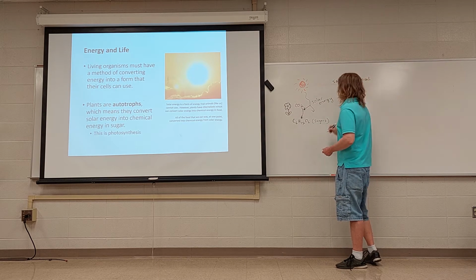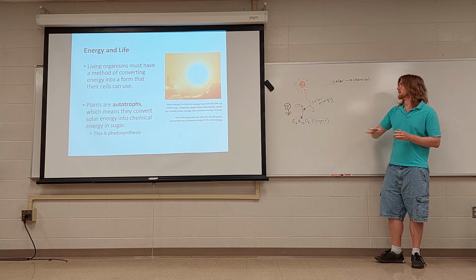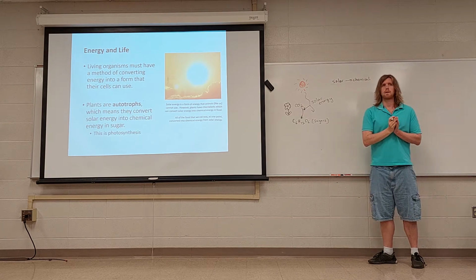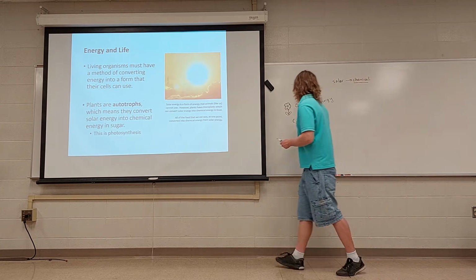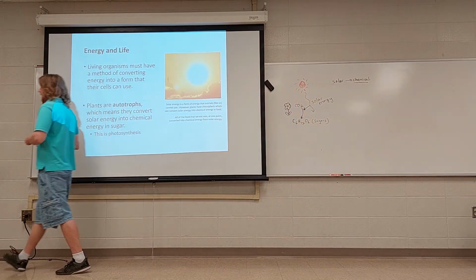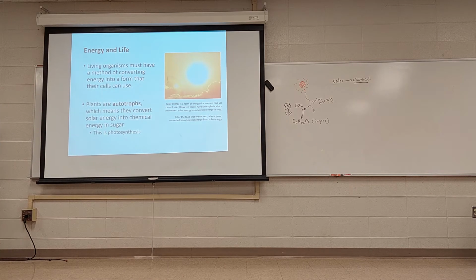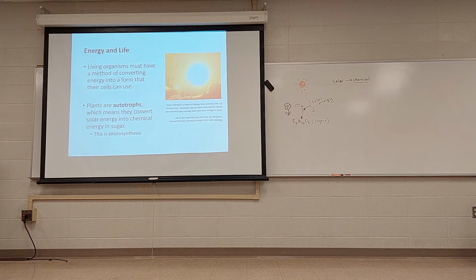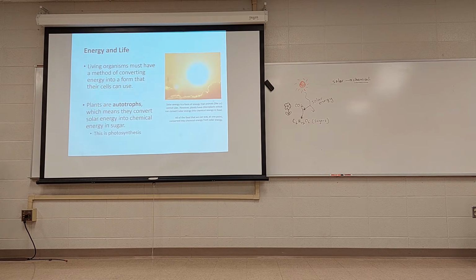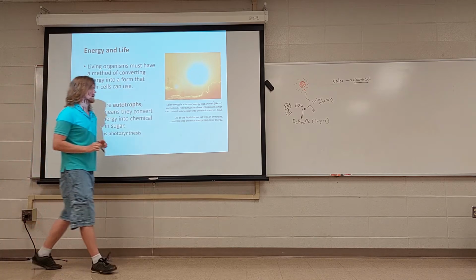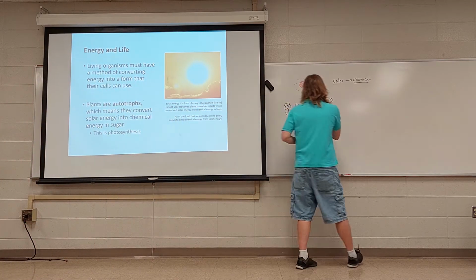And the energy is not created or destroyed by the plant, it is simply converted or harnessed in the form of chemical energy. And so that is how we get chemical energy for the food that we consume. So, living organisms must have a method of converting energy into a form that their cells can use. Plants are autotrophs, which means that they can convert solar energy into chemical energy.